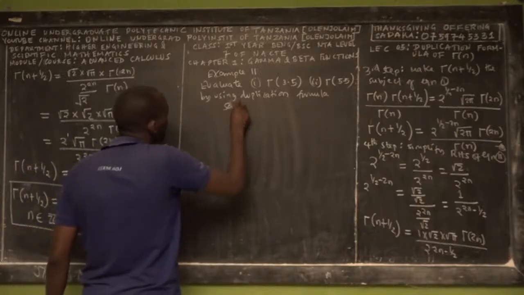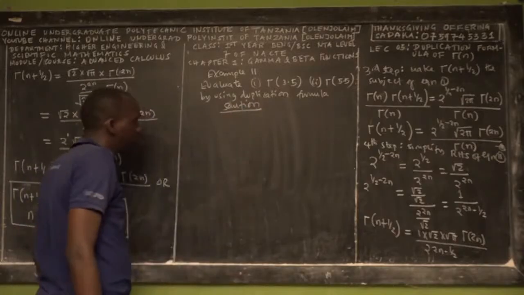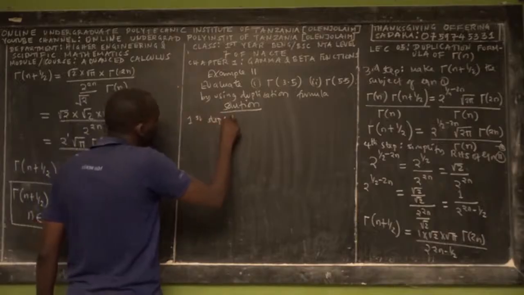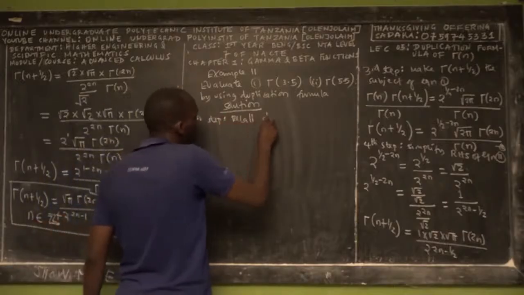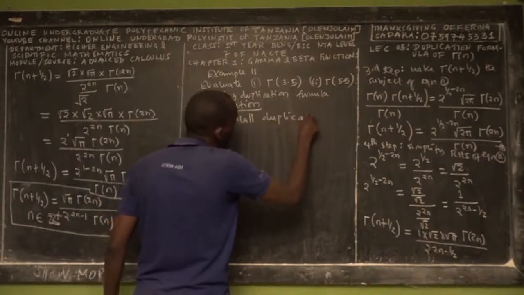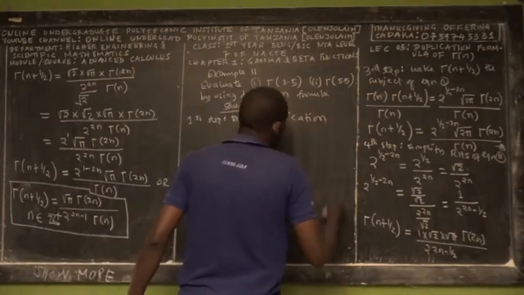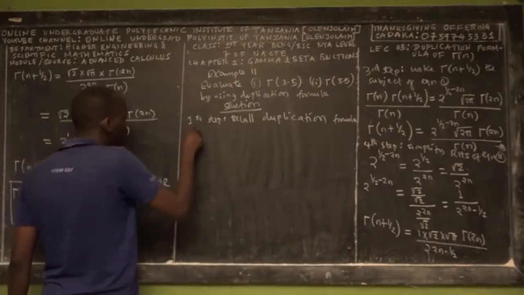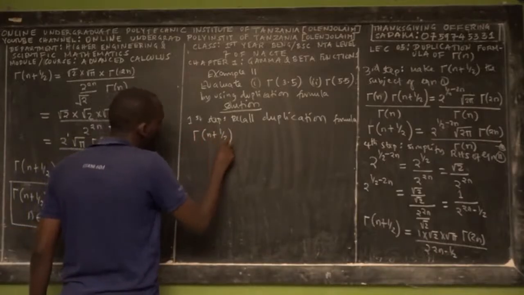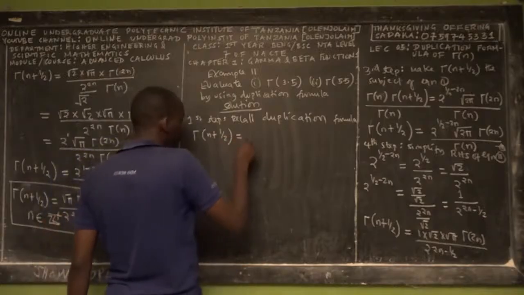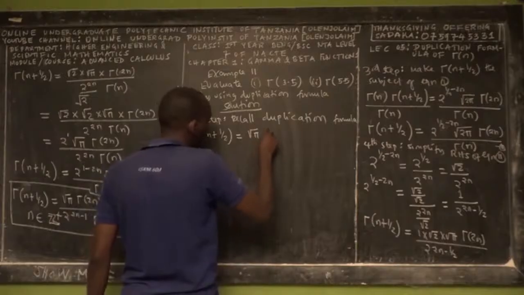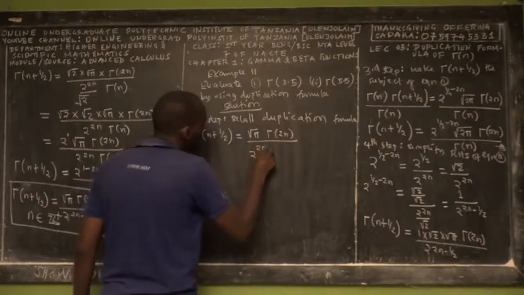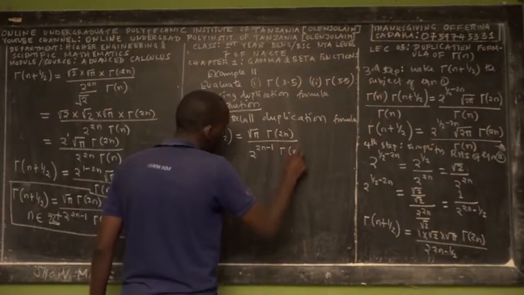Solution. If you know the form of the duplication formula, then that question is a very simple question. The first step, we recall the duplication formula that we have taught you to derive a few minutes ago. And in this duplication formula, on the left hand side you have gamma of n plus a half is equal to under root of pi, gamma of 2n over 2 power 2n minus 1 gamma of n.